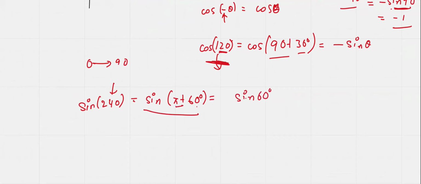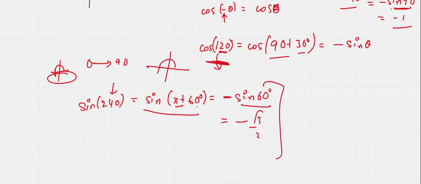But wait, this is pi plus 60, which means I am going into this region. You don't have to draw it properly, simply make a small graph. You can say, okay, this is 180, adding 60 degree, I am going into this region. In this region my sign is negative, so whatever I get will be negative. You know sine 60, just put the answer. Got it? Okay, sir.